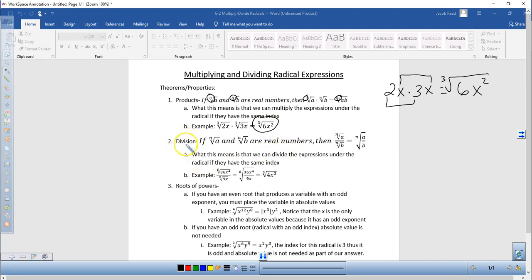All right, so division. If the nth root of a and the nth root of b are real numbers, then the nth root of a divided by the nth root of b can also be written like this: top, or the numerator, over bottom, or the denominator, is equal to the nth root of a divided by b. We divide the expressions under the same radical, but yet again, the index has to match. So these indexes must match.